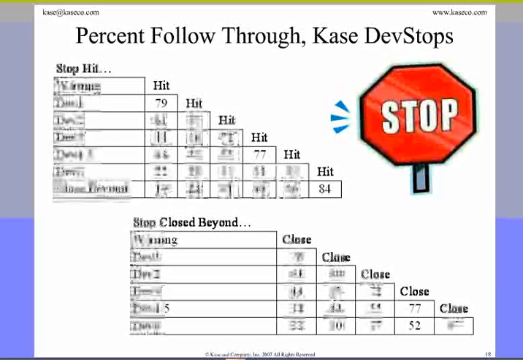This chart gives the probability of a stop being hit. So if the warning line is hit, which is the average true range, there's a 79% chance of hitting stop 1, 61% chance of hitting stop 2, way down. If you actually hit stop 1, then there's a 77% chance of hitting stop 2, etc. And then the bottom chart is closing beyond one stop. What's the probability of closing beyond the next stop?